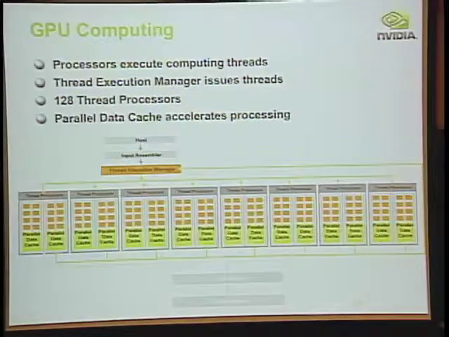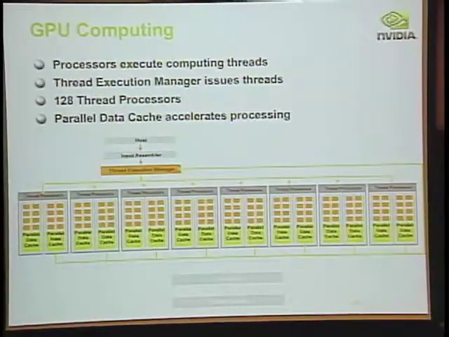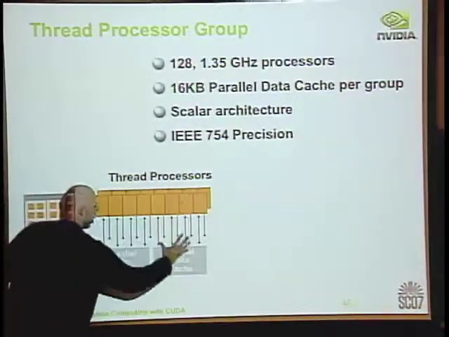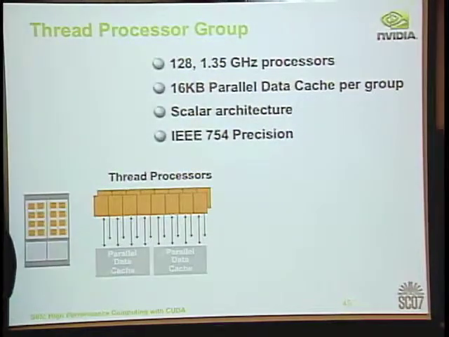All right, so if we look here, there's what's called a thread processor group, and it has 2 multiprocessors in it. So here's what those look like. This is a multiprocessor, this is a multiprocessor. What we see here is one multiprocessor, a second multiprocessor. So we have one parallel data cache per multiprocessor. All threads in a block can share a parallel data cache. How big is a block? It's up to 512 threads. So up to 512 threads can all share in this data cache. Otherwise, they have to go out to memory.